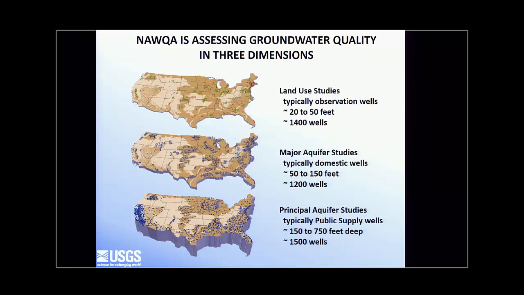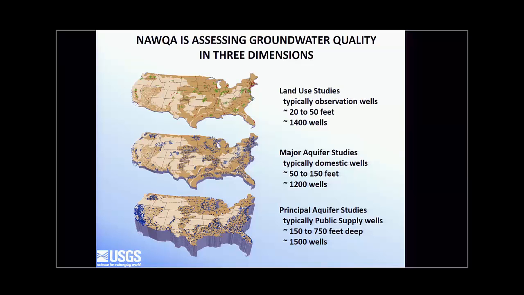NAWQA has 3 scales of studies. In our first 20 years, we've primarily focused on land use studies and major aquifer studies. The thickness of those maps is roughly proportional to the depth interval sampled. Our land use studies either focus on agricultural land use or urban land use. They're typically observation wells. They sometimes include domestic wells. They're 20 to 50 feet deep. We'll be sampling about 1,400 wells over that 10-year window.